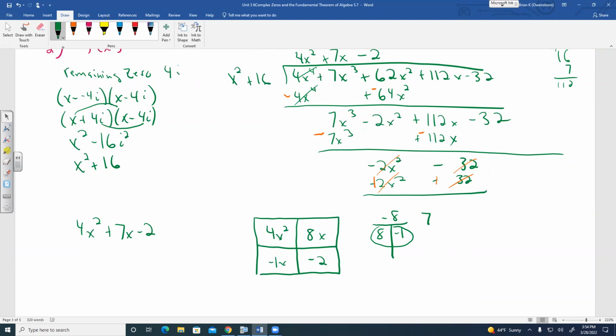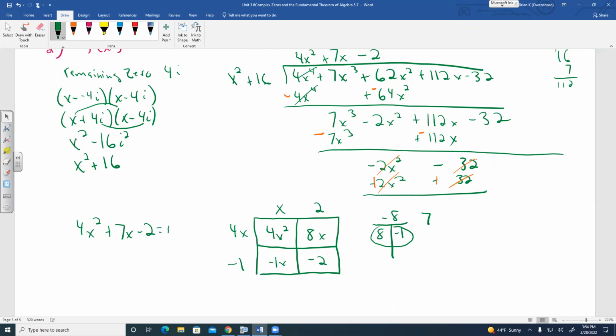So the GCF here is going to be a 4 and an x. So a 4x comes out. And what's left then is 4x times what gives me 4x squared. Notice how that's that division stuff again. 4x times x is 4x squared. 4x times what gives me 8x, I would need a 2 there. And what times x gives me negative 1x, I need a negative 1. And does negative 1 times 2 give me negative 2? It does. So I can use that as a strategy.